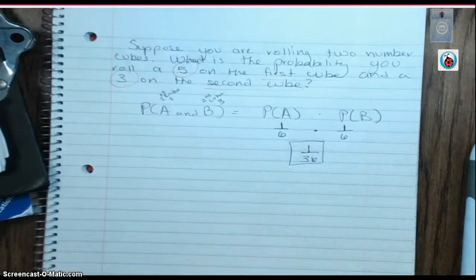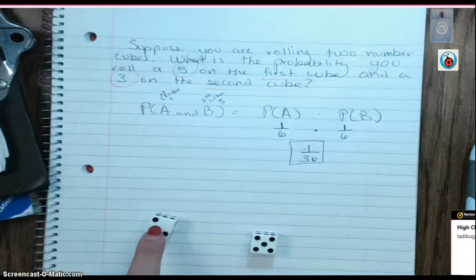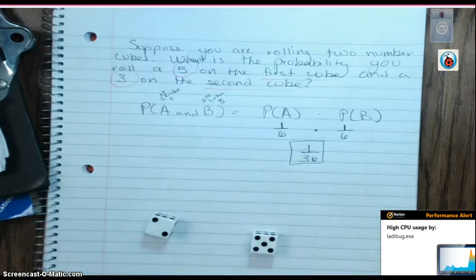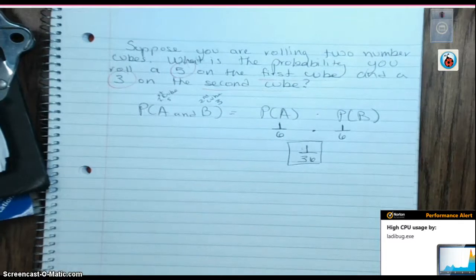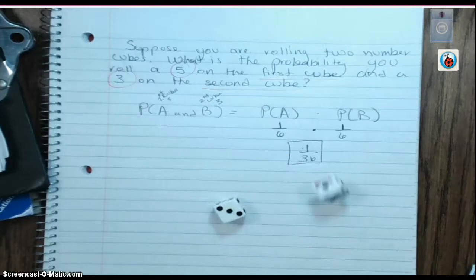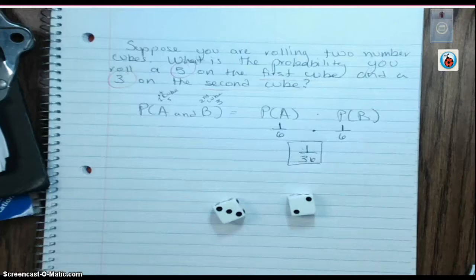Should we try it? Let's try it. So what if I roll these things? What did I roll? I rolled a 2 and a 5. But is that what we wanted? Did we get the 3 and the 5? What happens if I roll them separately? Does it change anything? If I roll one cube and I roll a 3, then I roll another one and I roll the 2. Are these independent events? Yes, these are independent events.